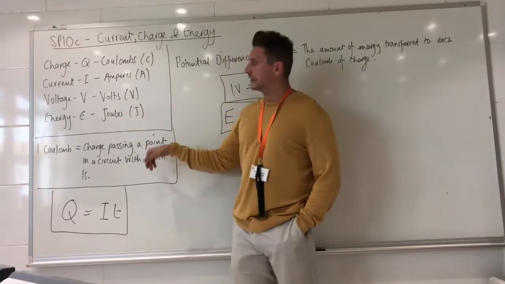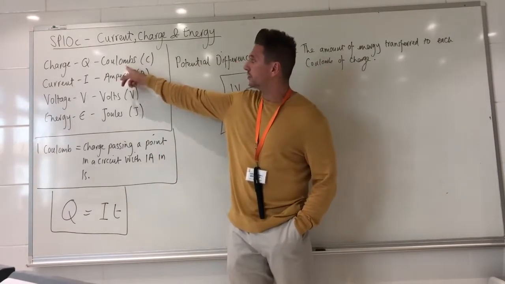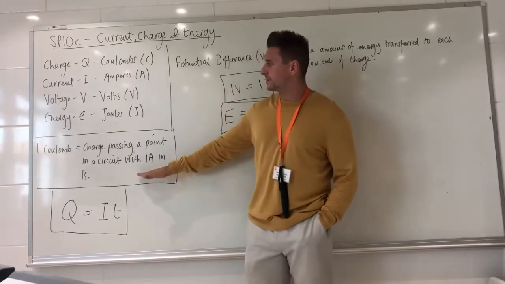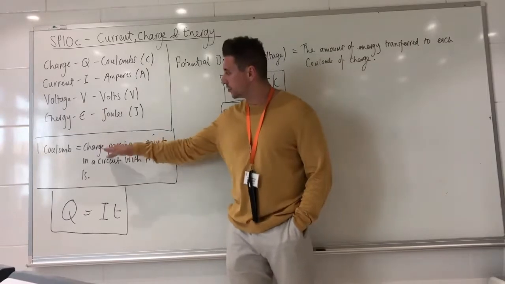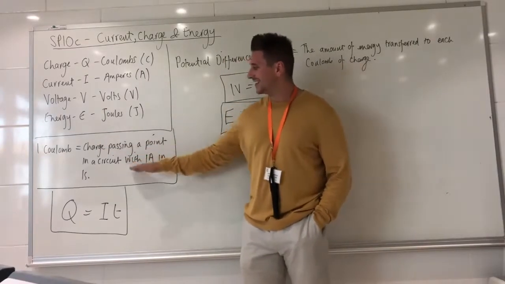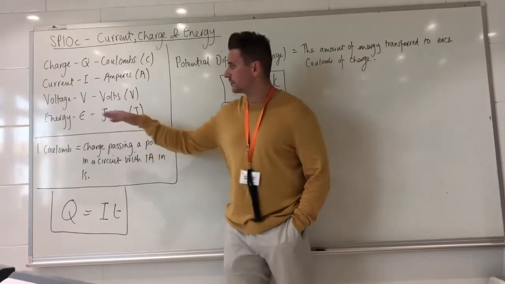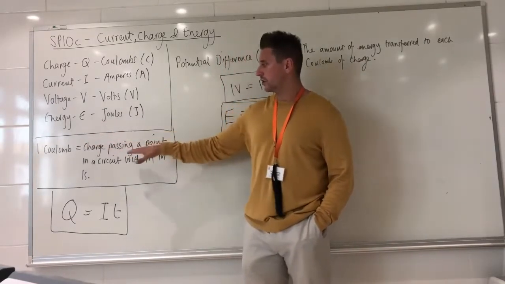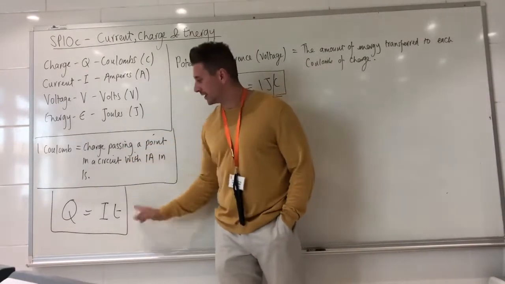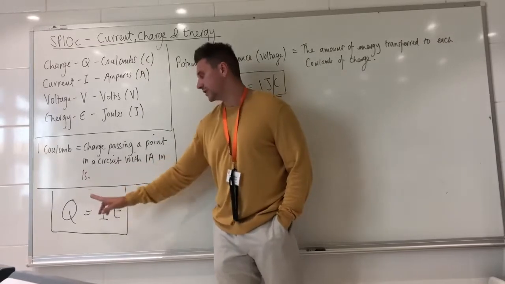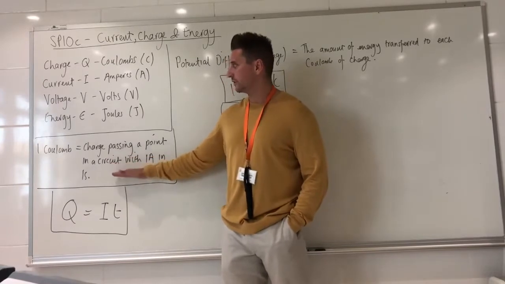You need to define what 1 coulomb of charge is. So you've just introduced the unit of charge, which is the coulomb, but we have to be able to say what is 1 coulomb, what does 1 coulomb represent? So 1 coulomb is the charge passing a point in a circuit with 1 ampere in just 1 second. If you write this as a definition for what the coulomb is, then you can write this equation, which is Q, charge, equals current times time. So Q equals IT, and that's from the definition of the coulomb.